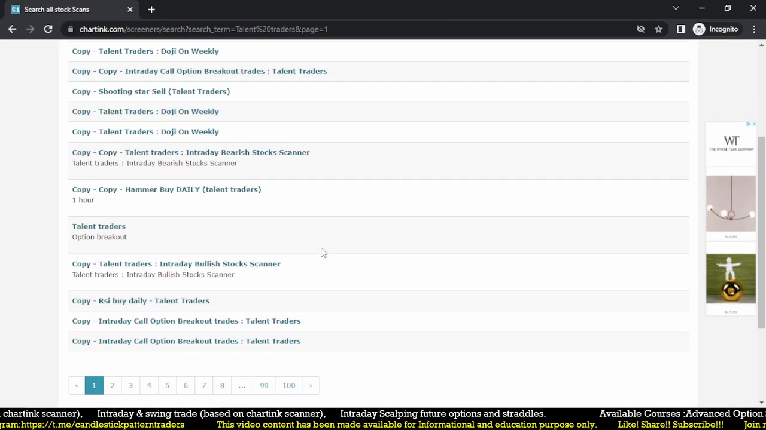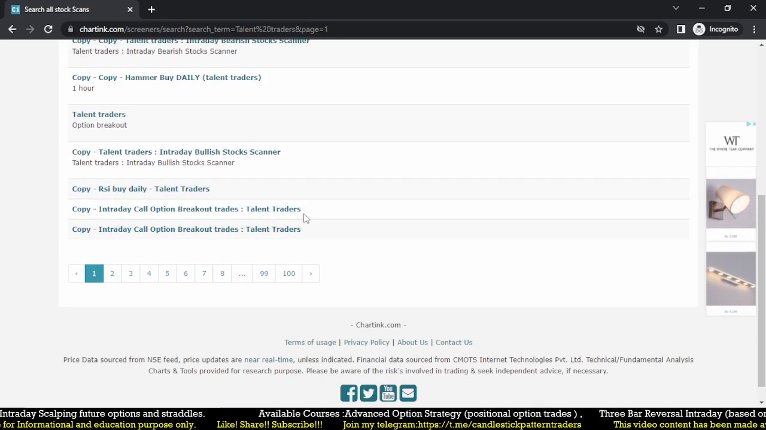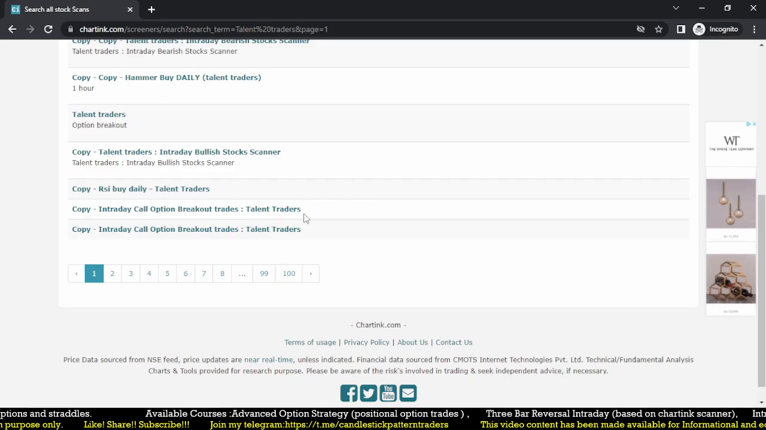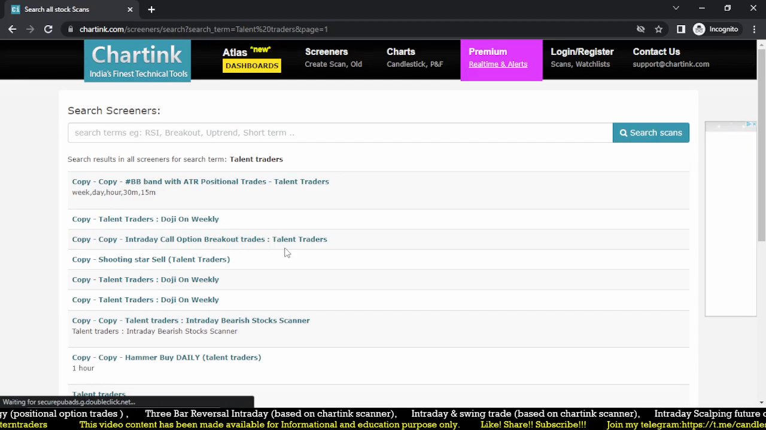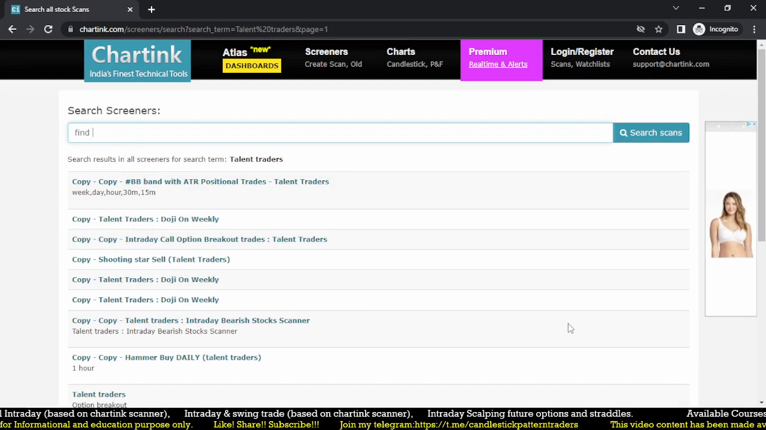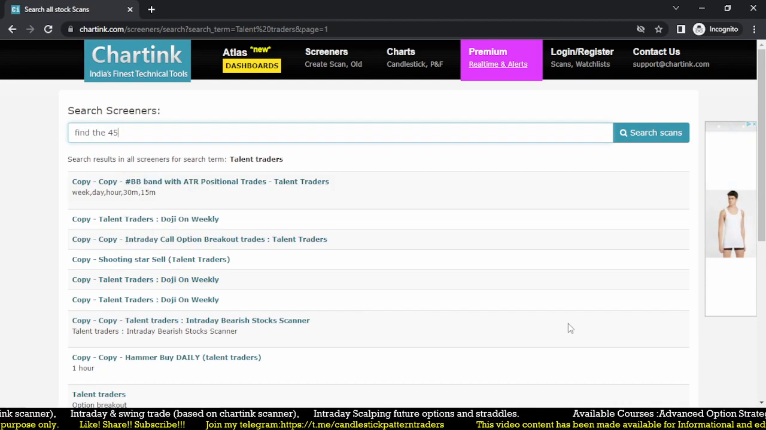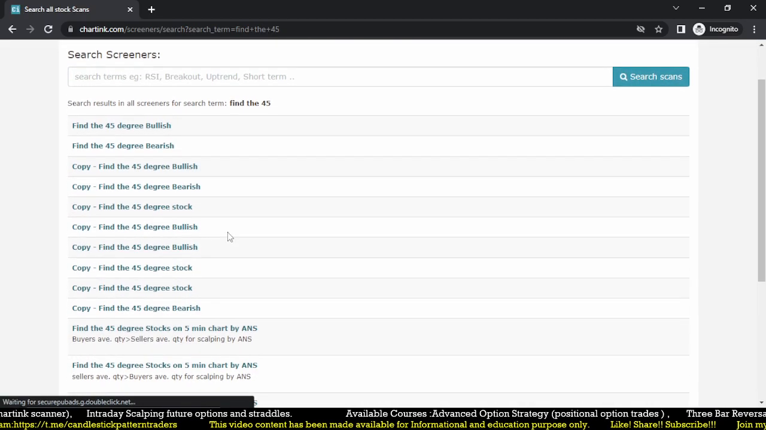I thought it might be easy to find, but it's very difficult to find individual scanners with my name Talent Traders. It is tough. Better to search with the name of the scanner. So I'm going to search for the scanner "Find 345." If I search it, oh my god.